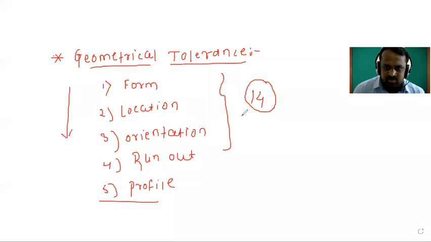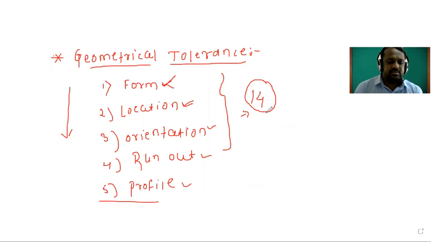Those 14 geometrical symbols we have to study now. So what are the geometrical tolerances? Form, then location, then orientation, then runout, and profile. These are the simple types of geometrical tolerances. Again, form is classified into different types. Like this, there are 14 symbols. How many characteristics are there?